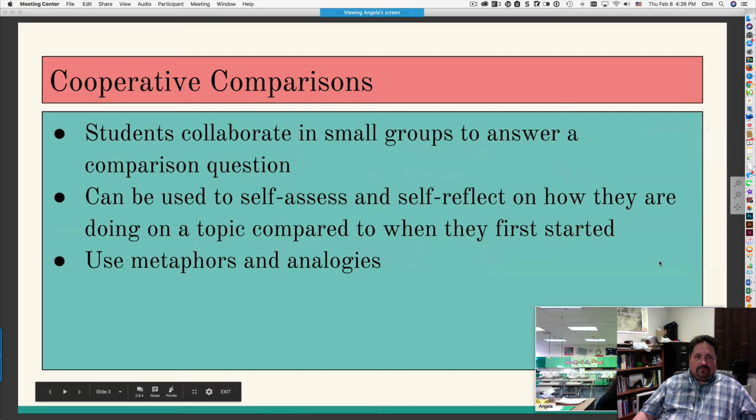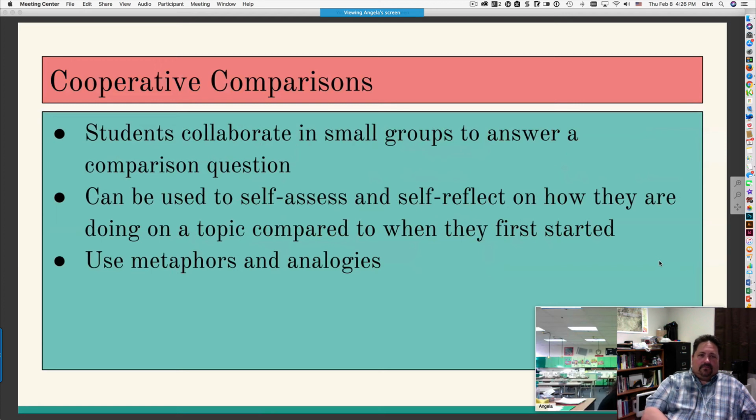And then it talked about cooperative comparisons. So again, you put students in small groups, and this time they answer a comparison question. So this would be really good if you wanted students to do some self-assessment or self-reflecting on how they're doing on a topic. So like how they're feeling about multiplying fractions now compared to when they started with multiplying fractions. And then it also talked about having them use a lot of metaphors and analogies for things as well.